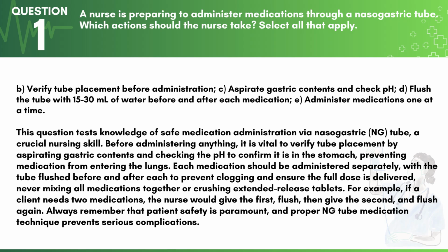Before administering anything, it is vital to verify tube placement by aspirating gastric contents and checking the pH to confirm it is in the stomach, preventing medication from entering the lungs. Each medication should be administered separately, with the tube flushed before and after each to prevent clogging and ensure the full dose is delivered, never mixing all medications together or crushing extended-release tablets.